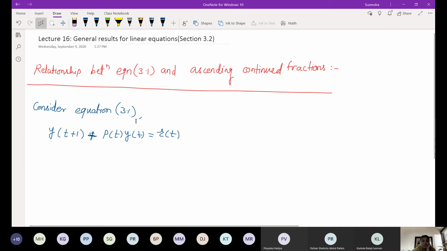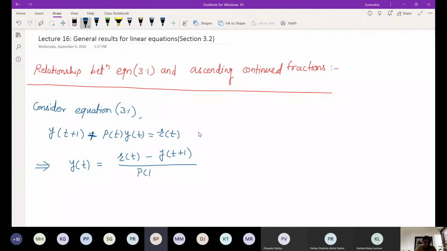So for that, consider equation 3.1. We know that 3.1 is given by y at t plus 1 plus p of t y t is equal to r of t. So this implies what will be y of t? Y of t I can write as r t minus y at t plus 1, divided by p of t.